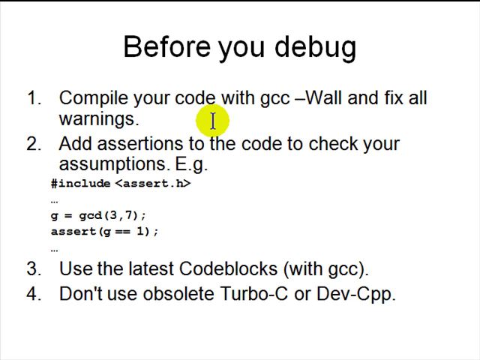How do you debug? First of all, when you compile, you turn on GCC -Wall to fix all the warnings, so that any errors that remain are real logical errors, not something trivial that the compiler can warn you about. Second, you add assertions. You #include <assert.h> and then assert what you are expecting. So it's assert(g == 1) in this case. That means in debug mode, the program will actually check that g is equal to 1, and if g is not 1, it will stop and say, hey, you have a logic error. And this is before g, where you're computing g as the GCD of 37.